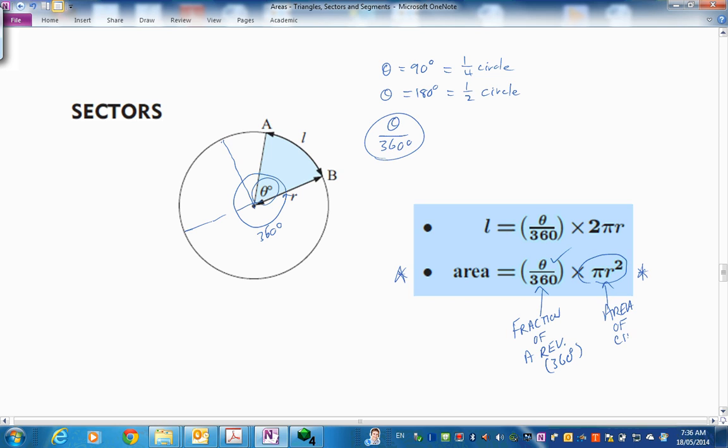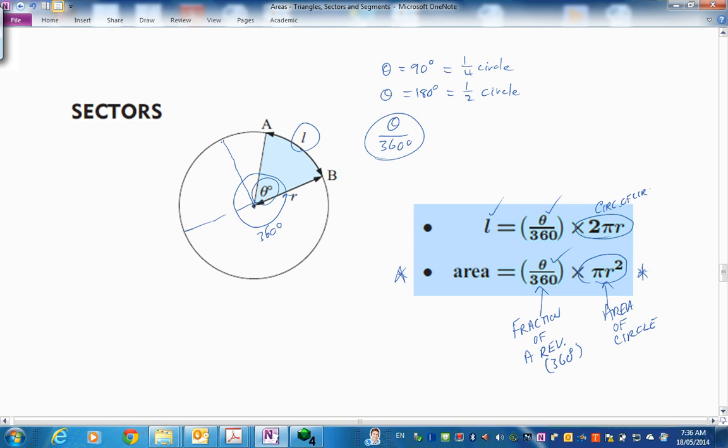Okay, the area of a circle was the starting point, and we want a fraction of it. We can do the same thing if we want to find the part of the arc there that we've got. The arc length is the same fraction of the circumference of a circle. That's the circumference of the circle.